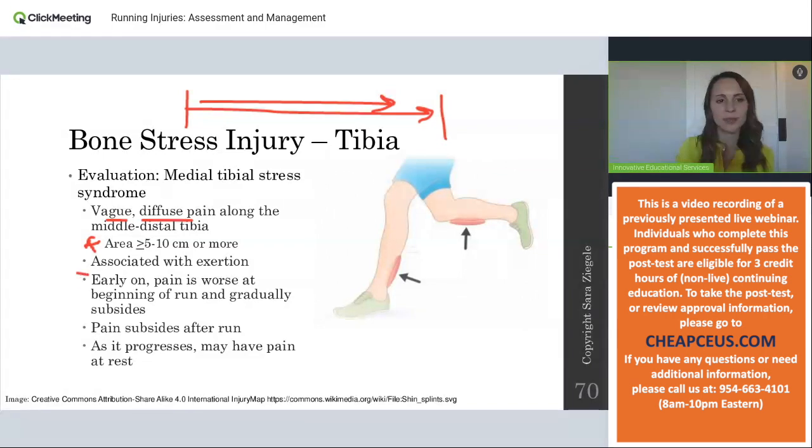Sometimes we'll get a similar pattern to tendinopathy, where the pain is worse at the beginning and then starts to gradually subside. And after a run, people will feel better. As it worsens, though, we'll often see, similar again to tendinopathy, that the pain does persist even past activity.